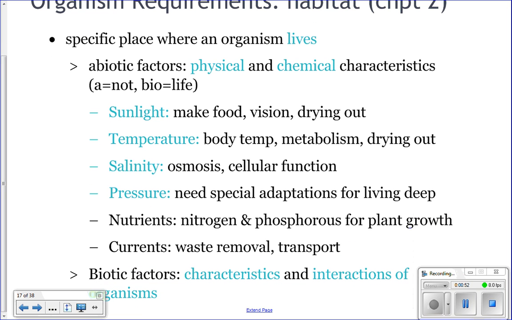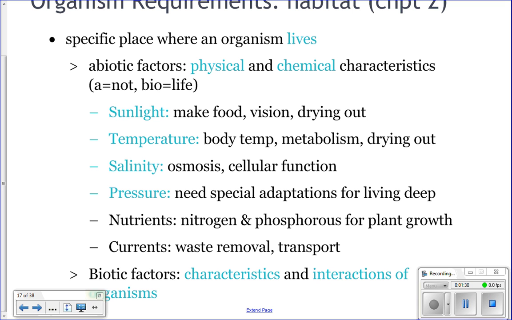So one of the main abiotic factors that will affect a living thing would be sunlight. If an organism is a plant, it's going to need sunlight in order to do photosynthesis to make its food. If it's an animal, they might need sunlight in order to be able to see to find their food. And if there's not enough sunlight, then they can't see and they can't find their food and they would die. So the amount of sunlight is also going to affect a living thing.